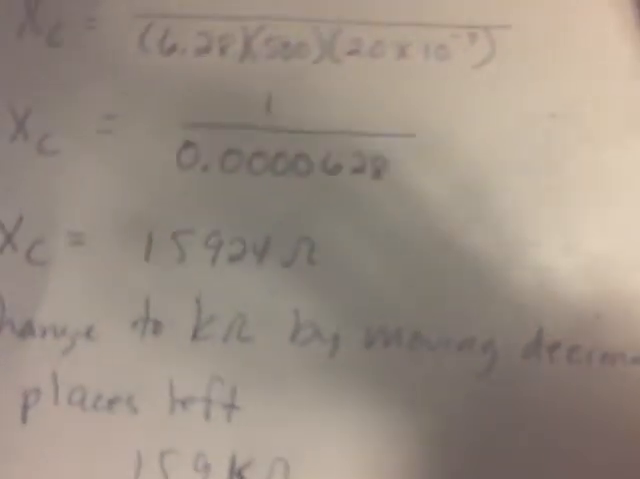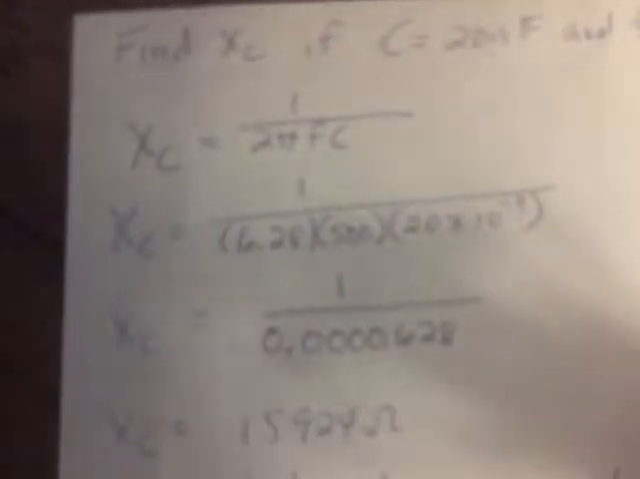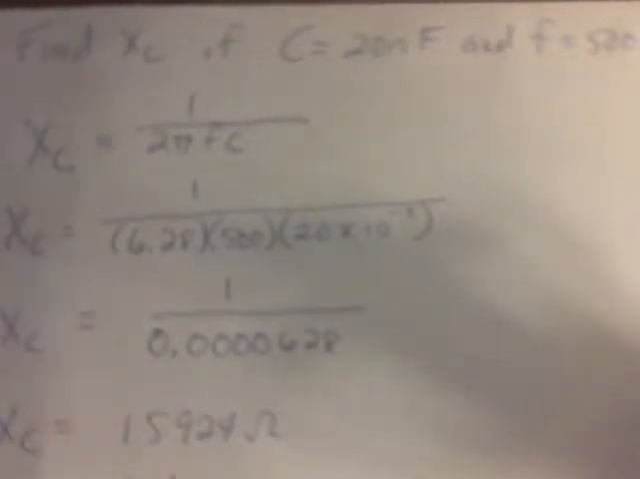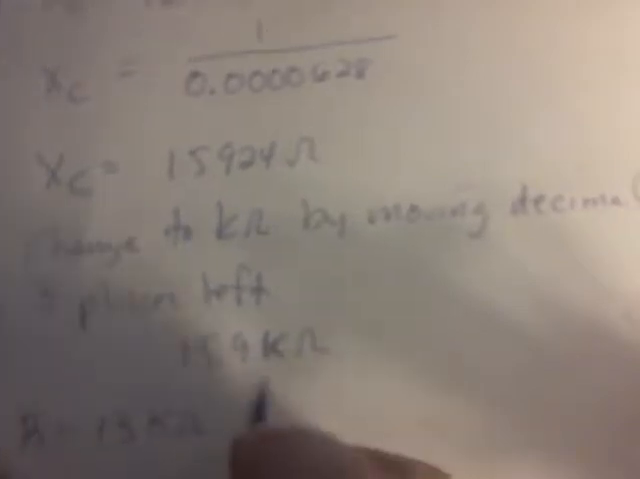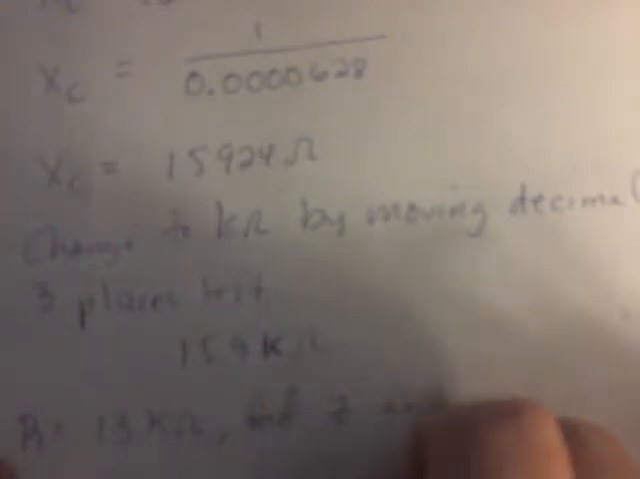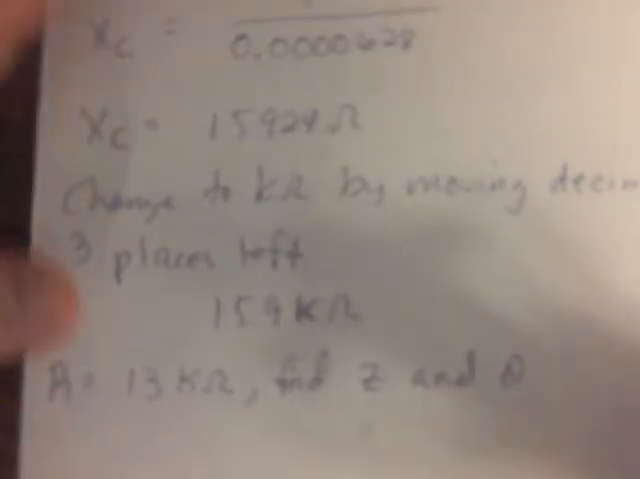All right, so let's continue on now and look at finding the overall impedance with the value we found for x sub c in my other video. You may or may not have watched that one, but once we calculate x sub c, normally we're given a value for R or Z and asked to find the other parts of the triangle. So, I found x sub c, and I'm telling you that R is 13 kilo ohms, and we want to find Z and theta. Okay.